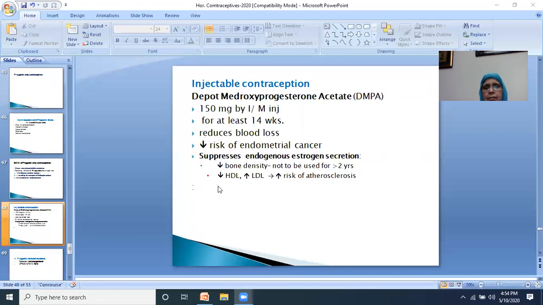Now this injection suppresses endogenous estrogen secretion, so there is a decrease in bone density, which can lead to osteoporosis or even fractures. So generally they should not be used for more than 2 years. Moreover, suppression of estrogen secretion decreases HDL, increases LDL, and which predisposes to risk of atherosclerosis.